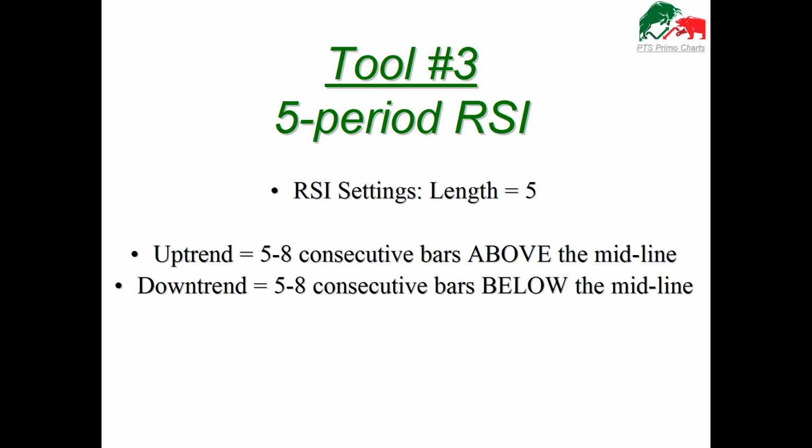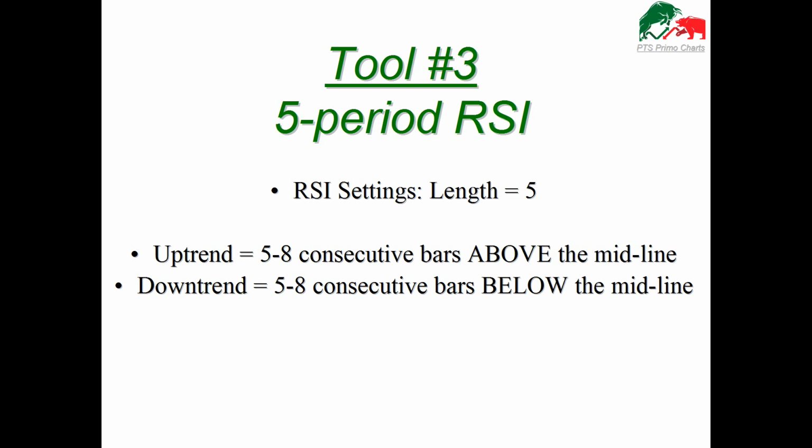So here's what we're doing. We're changing the length to read 5. It's usually defaulted in most charting software packages at 14. And here's the way we're going to apply it. An uptrend will equal either 5 to 8 consecutive bars above the midline. The midline is 50. That's the 50 setting on the RSI. A downtrend will be when you see 5 to 8 consecutive bars closing below the midline.